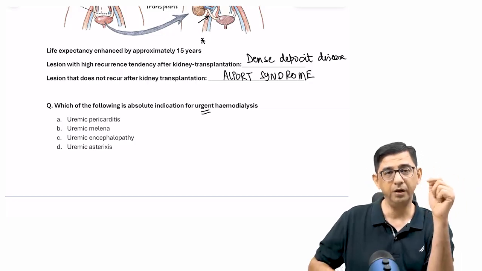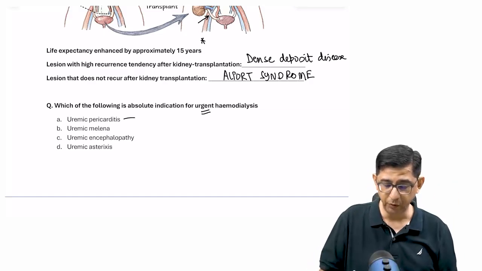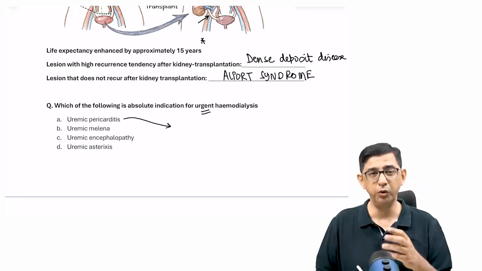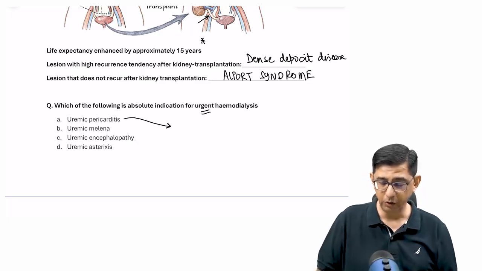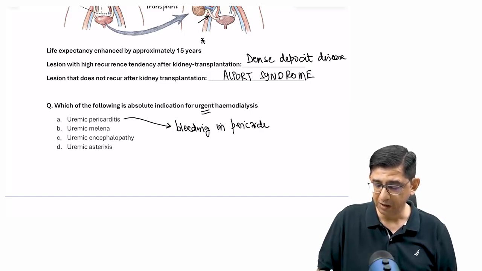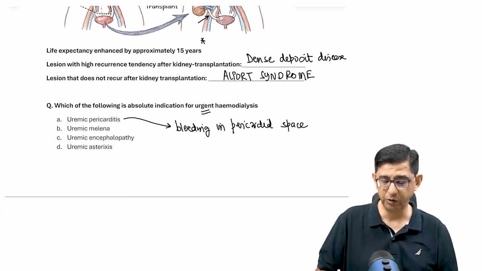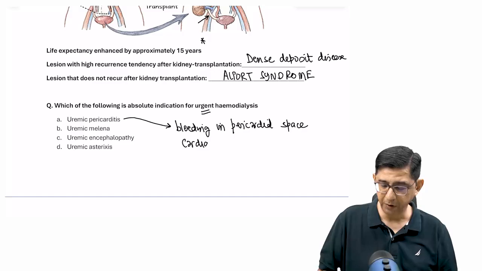But uremic pericarditis, yes guys, very shocking. Uremic pericarditis is an absolute indication for dialysis. Why? Because urea is a toxin. It causes development of bleeding, and in uremic pericarditis, the bleeding is occurring in the pericardial space. If you have bleeding in the pericardial space, the blood will accumulate and squeeze the heart from outside. It will contribute to development of cardiac tamponade in the next 1 to 2 hours.